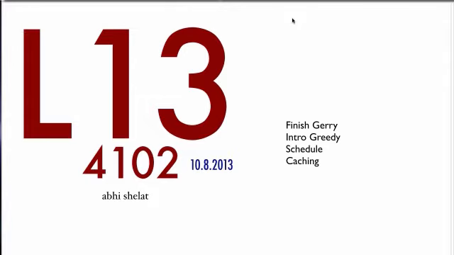Today's goal, we're going to finish up the gerrymander problem that we started in class last time. And today we're going to introduce a new technique for creating efficient algorithms. This is the greedy algorithmic technique. It's often the first thing you think of, but it's the most subtle and complicated to prove correct.